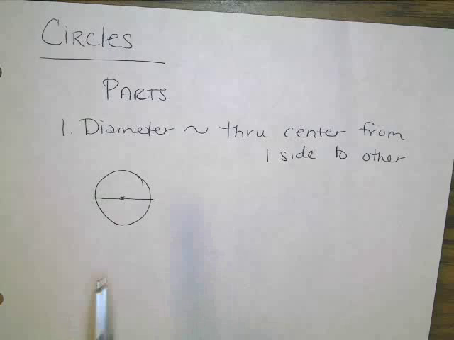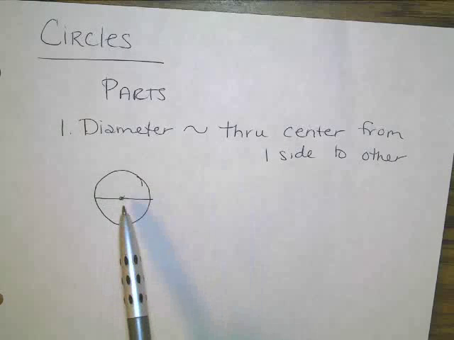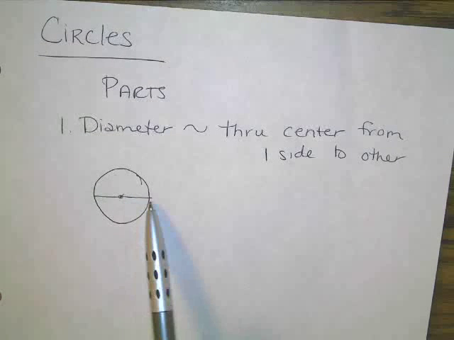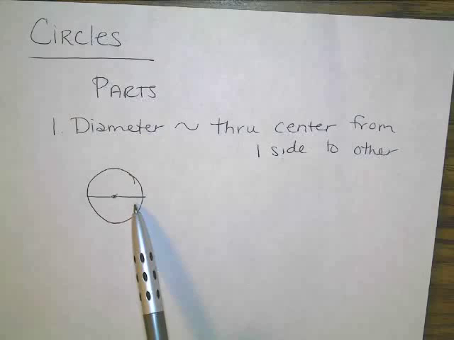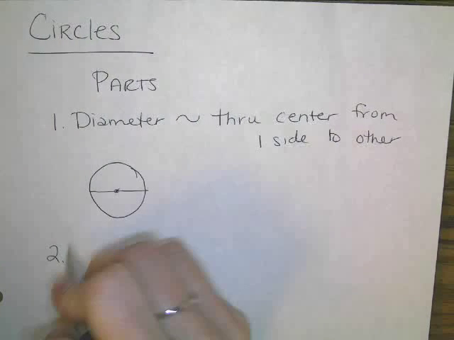So we have parts to a circle. The first one is the diameter, which is through the center from one side to the other. So if we have a circle, center spot, a line all the way through from one side to the other is the diameter. Then we have a radius.